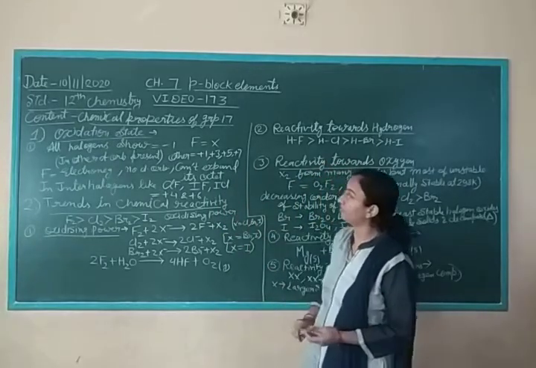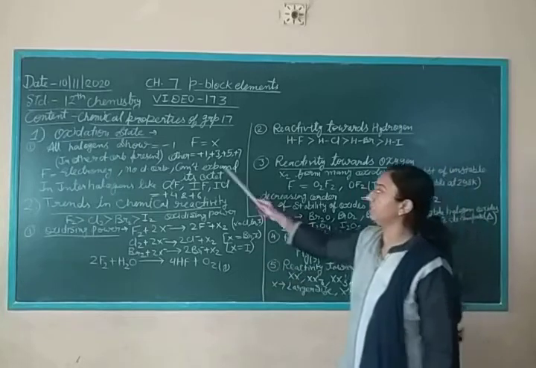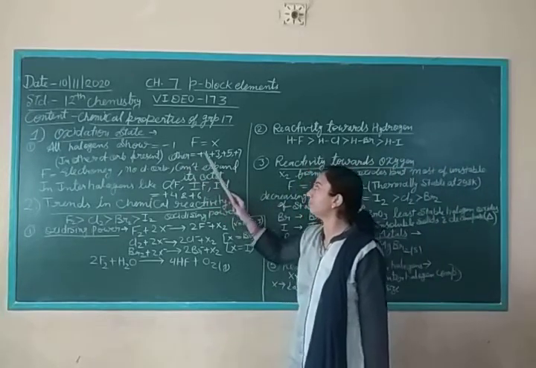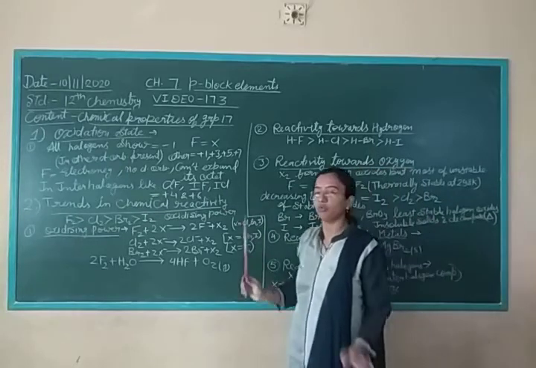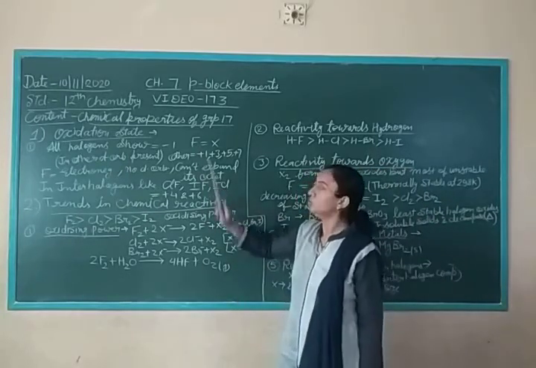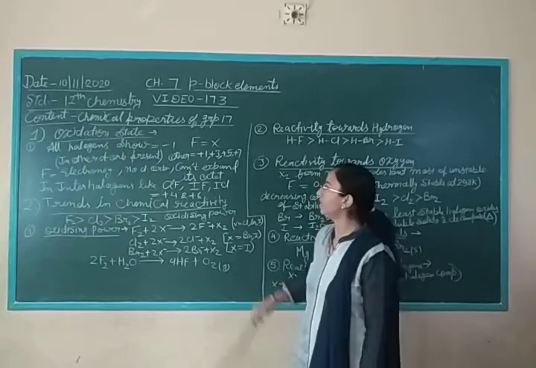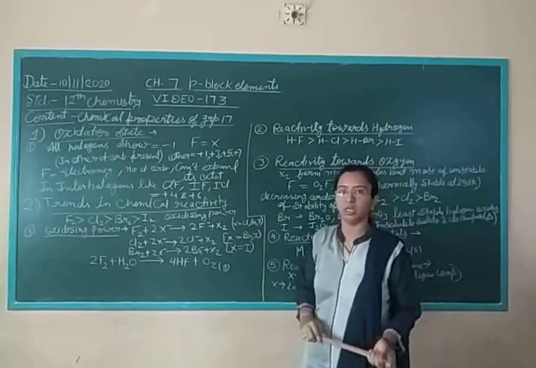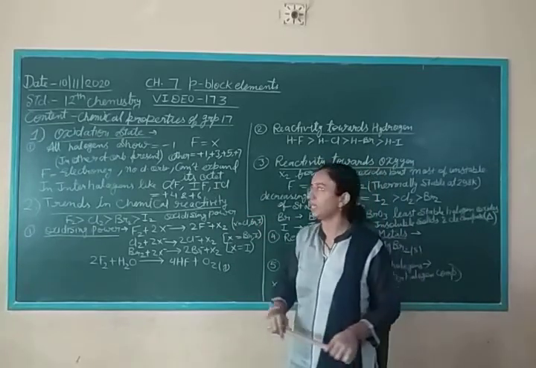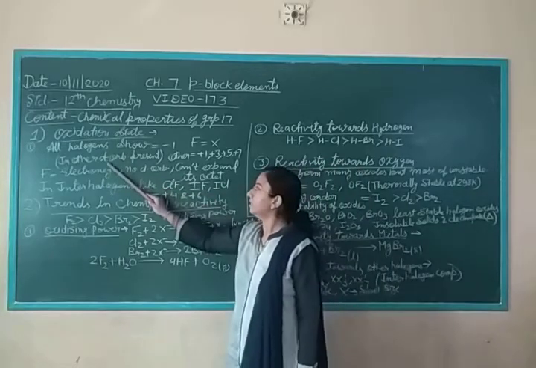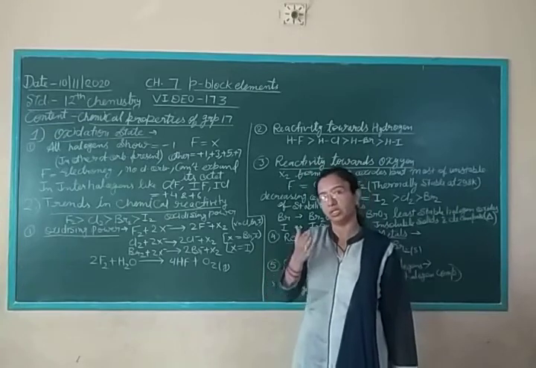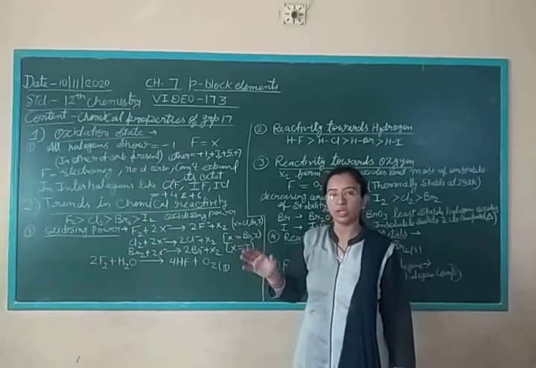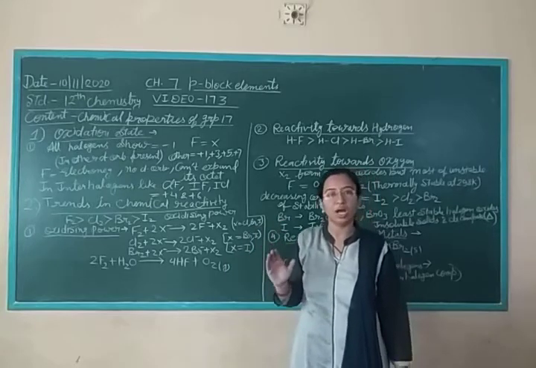What is the reason for this difference? Fluorine represents only -1, but the other halogens represent other oxidation states also. The reason, simply, is that in fluorine no d orbital is present, while in the other halogens, chlorine, bromine, iodine and astatine, d orbitals are present. Due to this, the size increases, so we can easily remove the electron.